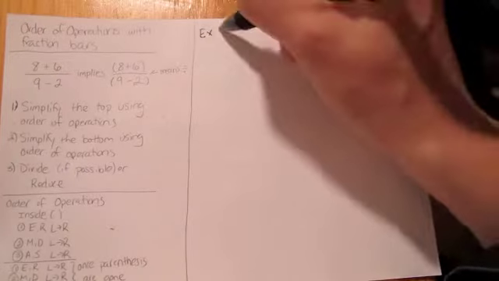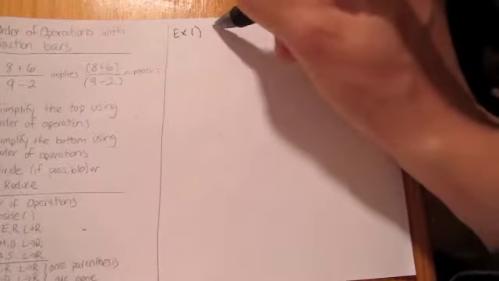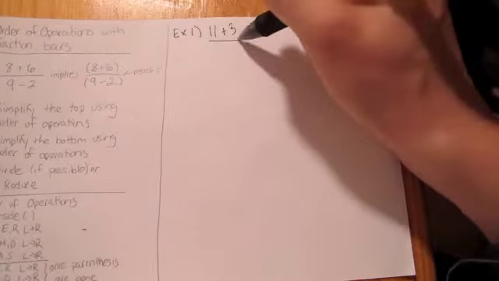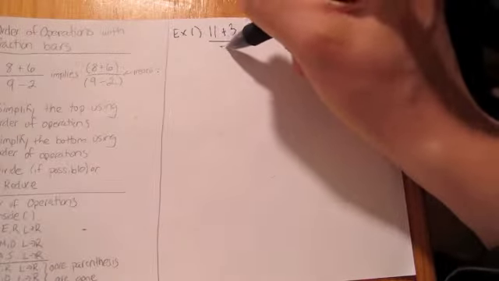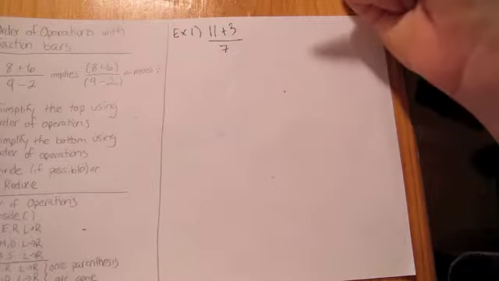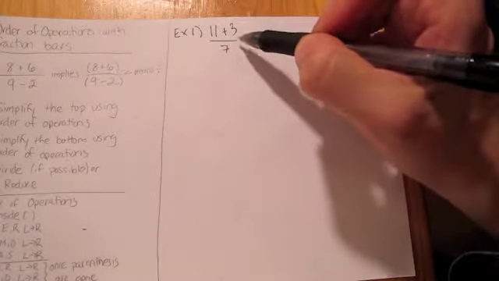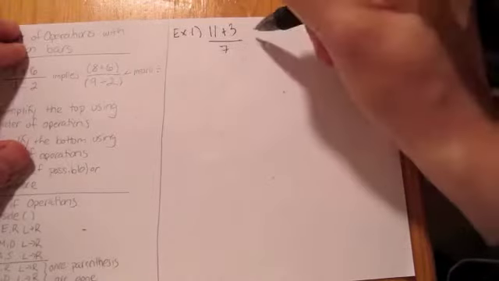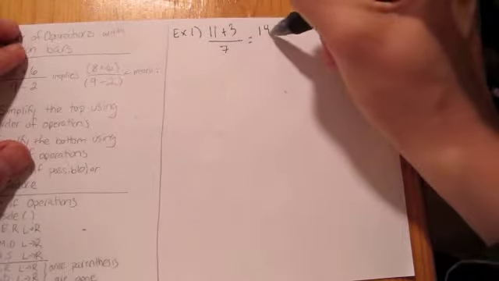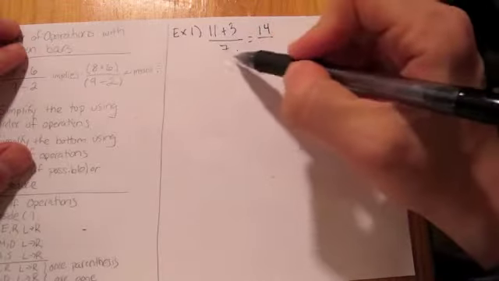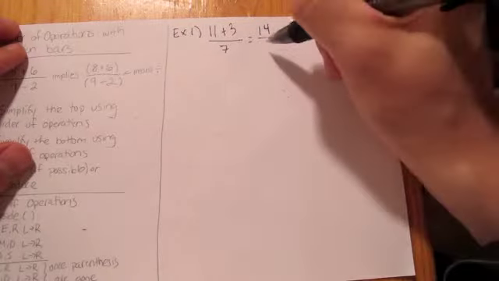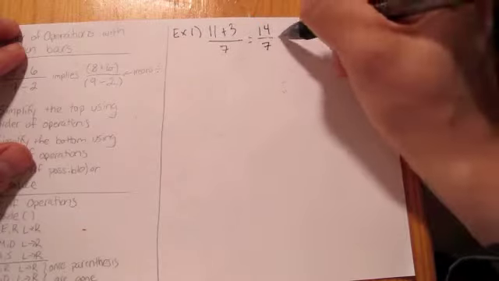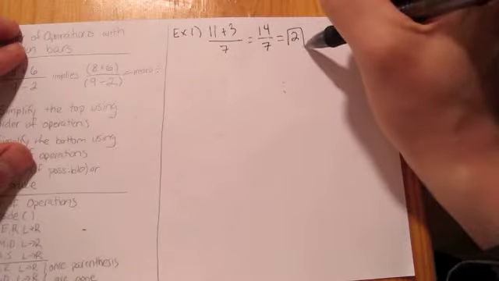Example 1 is going to be 11 plus 3 with our quotient grouping symbol or fraction bar divided by 7. In this case, we simplify the top, we simplify the bottom, and then we divide. So 11 plus 3 is 14. And then on the bottom, there's nothing to simplify. So when that happens, you just bring it over. And then 14 divided by 7 equals 2. So our answer is 2.